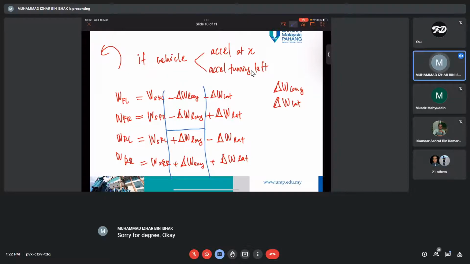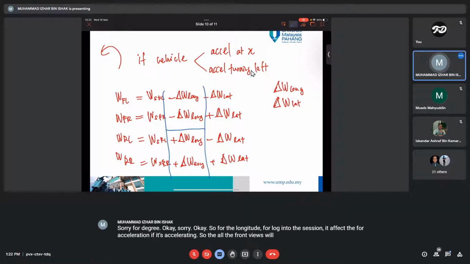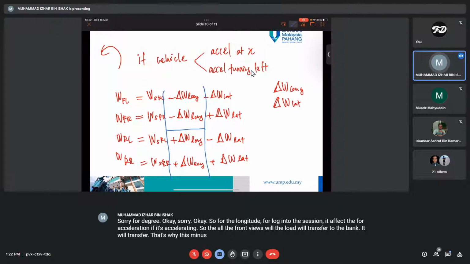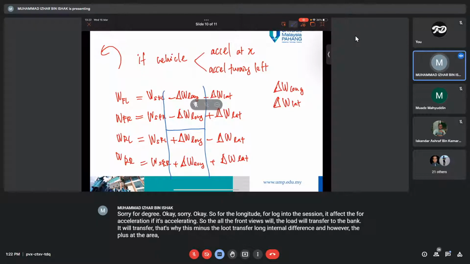So for longitudinal acceleration, if it's accelerating, all the front wheels will lose load and the load will transfer to the back. That's why there's a minus load transfer longitudinal at the front, and however plus at the rear. Okay, plus at the rear.